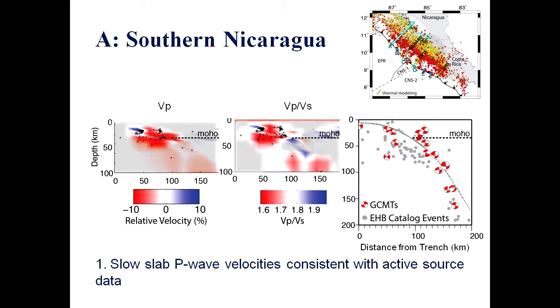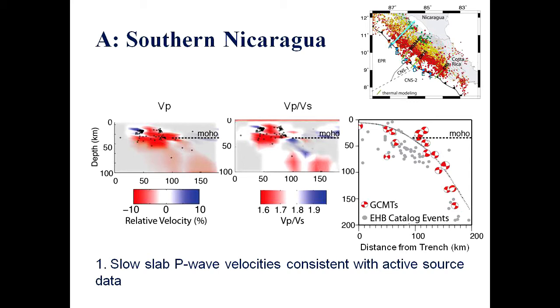This is what these local studies get you. The first thing we notice here is that there's just a lot of red. Slow slab P wave velocities. So this is actually pretty consistent with the active source data. So this down here is oceanic mantle. We see low P wave velocities. What we don't see is a really fast slab.